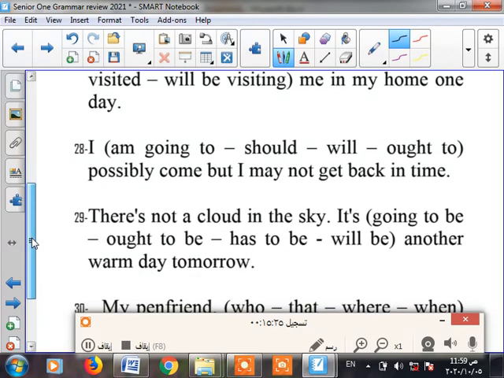Okay, 28. I possibly, and draw a circle around the word possibly, like perhaps and maybe. Come, but I may not get back in time. So, whenever you find the word possibly, as we have said, you have to use the word will. So I will possibly come. Okay? I will possibly come, but I may not get back in time.